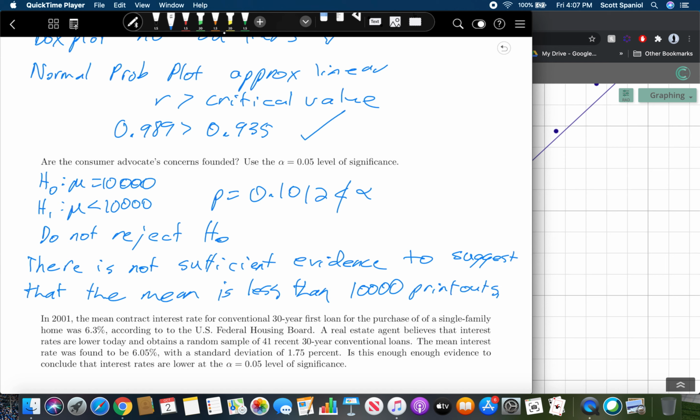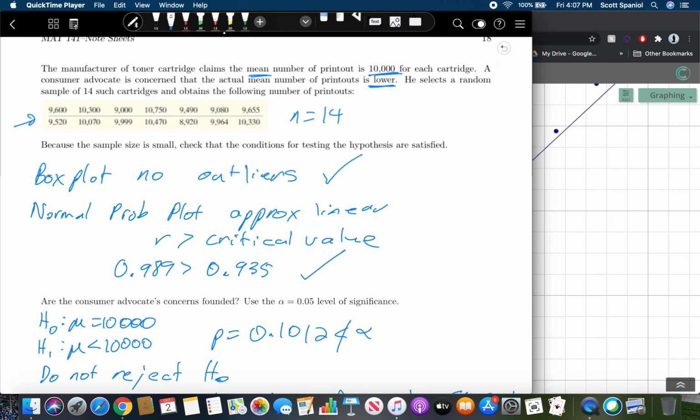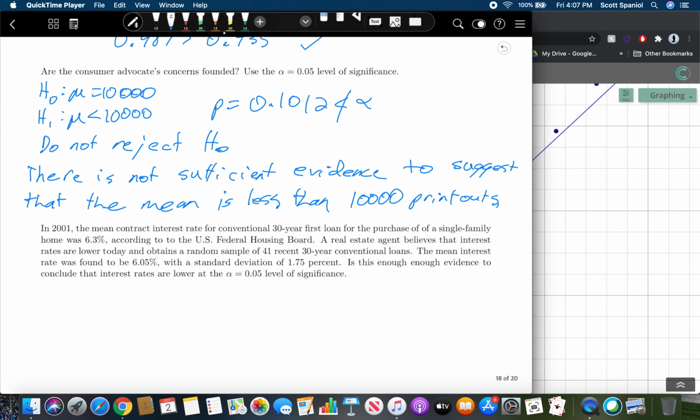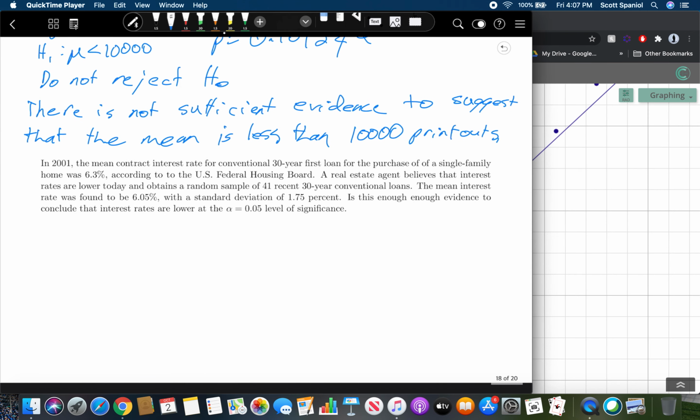Okay. So that's the idea. So there's one where we're giving a data set. And now let's do one more together.